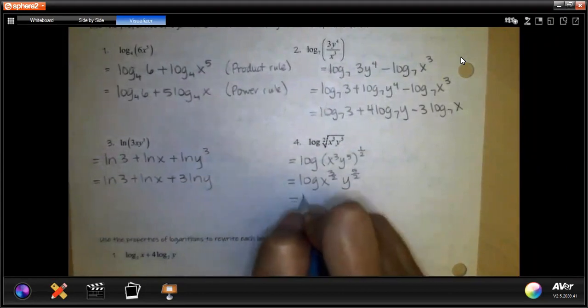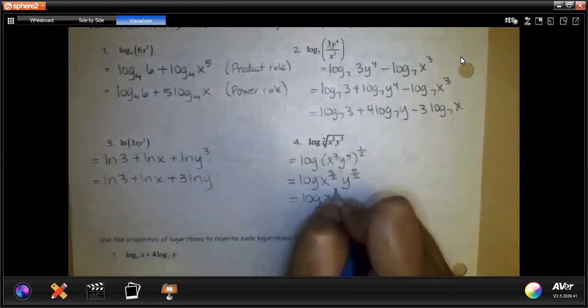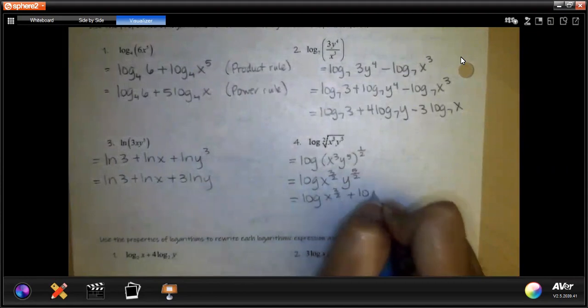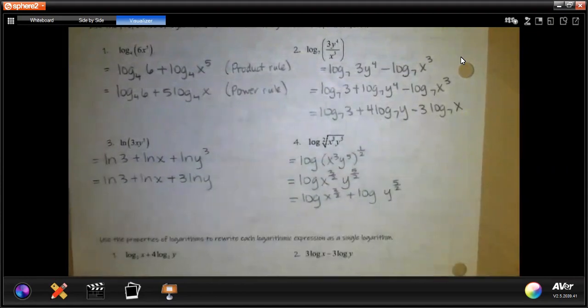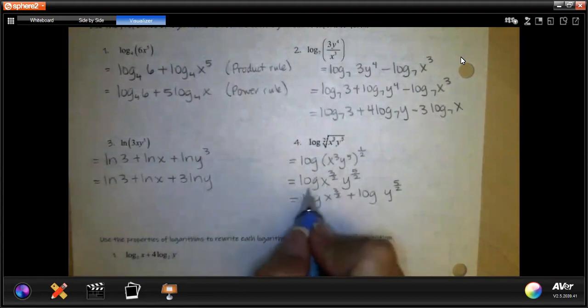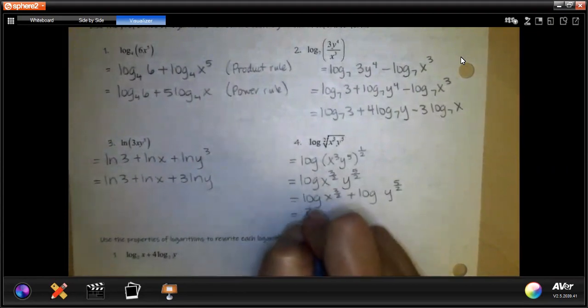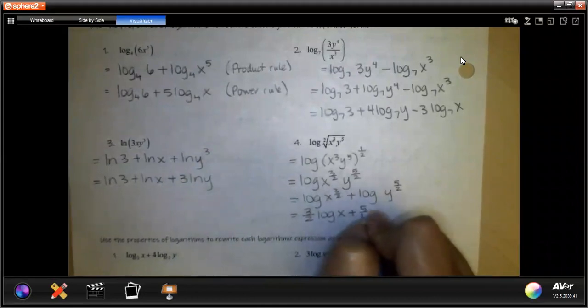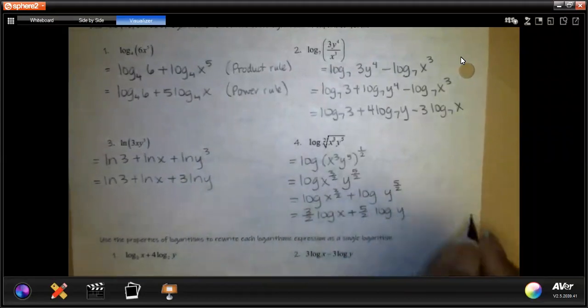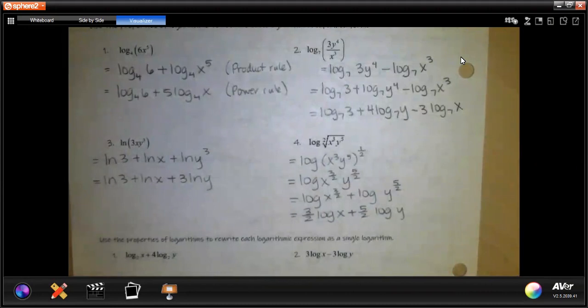Since they're being multiplied, I'm going to go ahead and add the x to the 3/2 and the y to the 5/2 in our argument. Now our last step would be to bring that up front for multiplication. So we get 3/2 times the log of x plus 5/2 times the log of y. That is fully expanded. Now let's talk about condensing.